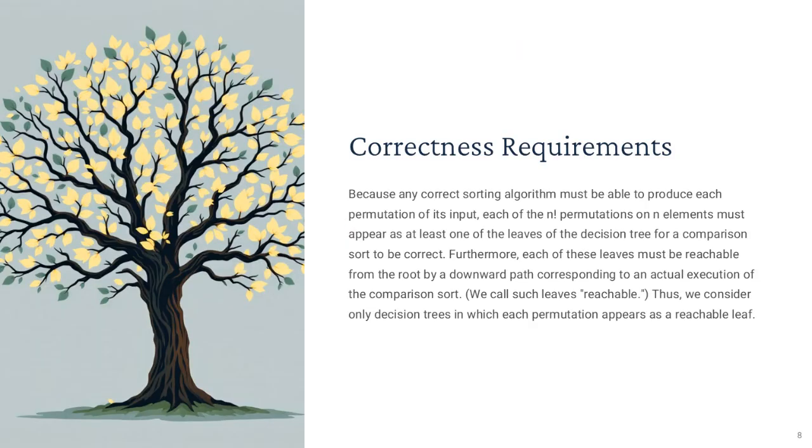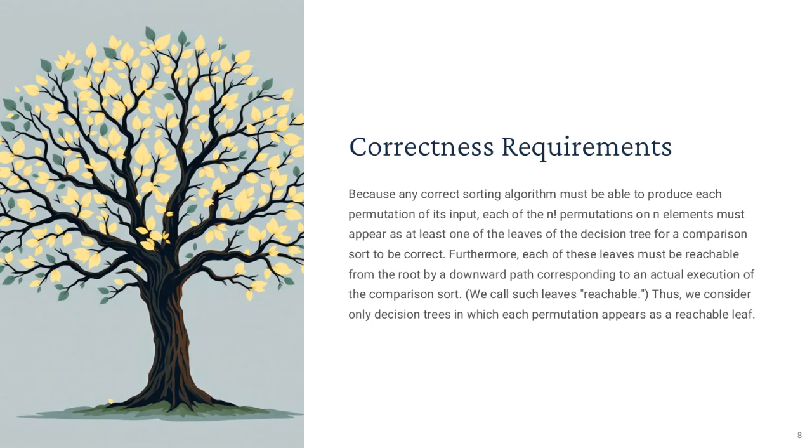The theorem of the lower bound for sorting confirms that no comparison sort can escape the requirement of making at least omega of n log n comparisons in the worst case. This result emerges from the structure of the decision tree, which must accommodate all n factorial permutations of the input.